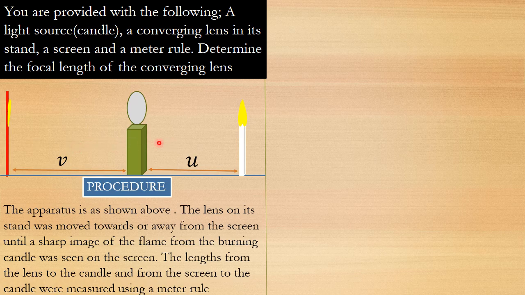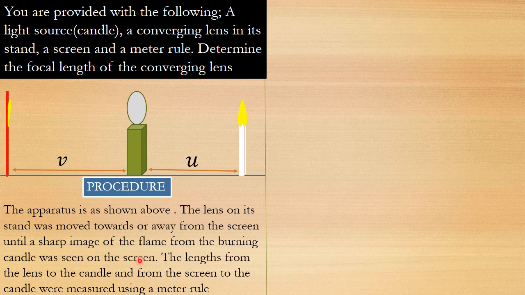It depends on how we can see this sharp image, because sometimes when you move the lens towards the screen, the image you see appears to be blurred. Okay. Then sometimes when you move it towards the source, it appears to be shiny, and it gives you the sharp image. Good. Until the sharp image of the flame from the burning candle was seen on the screen.